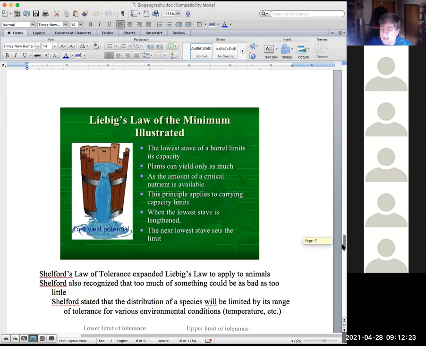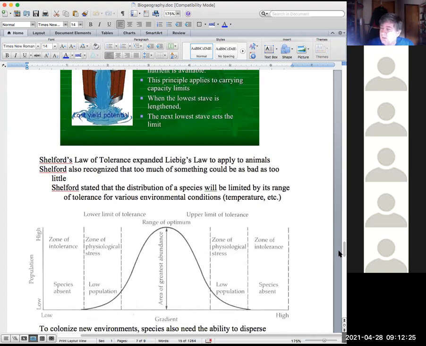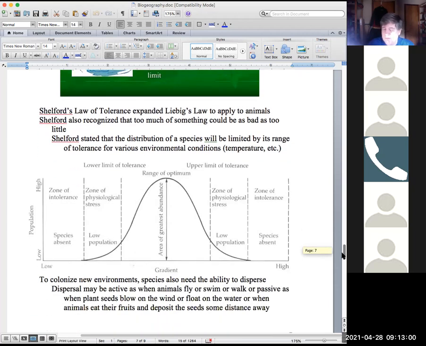What Shelford realized was that too much of a good thing can be just as bad as not enough of it. For people, we like temperatures to be relatively warm. But on the other hand, we don't like temperatures to be 130 degrees Fahrenheit, like they are out in the middle of some deserts. So too much of something can be just as big a problem as too little. And Shelford's law of tolerance recognized that. So he really expanded on what had been offered before.